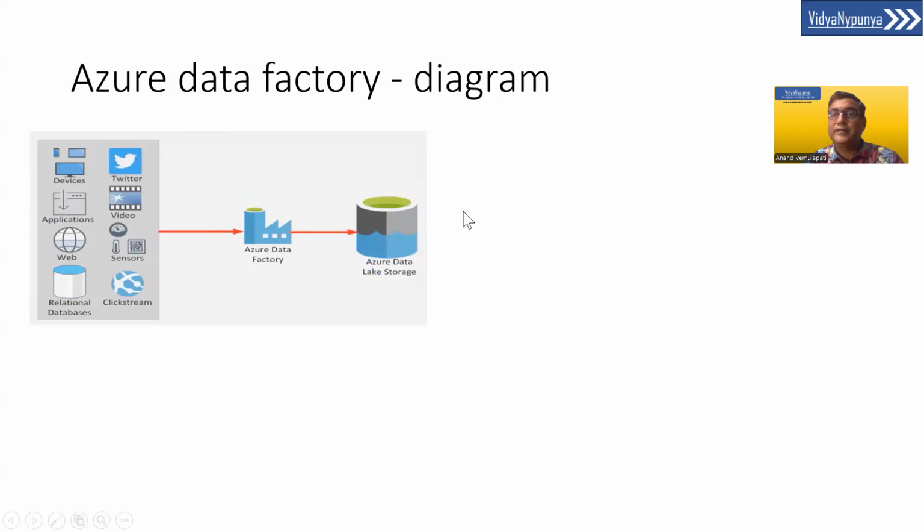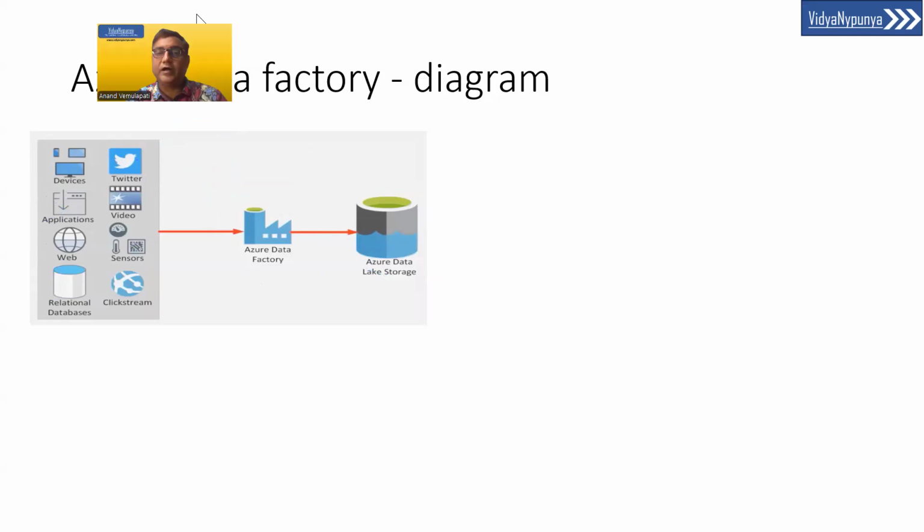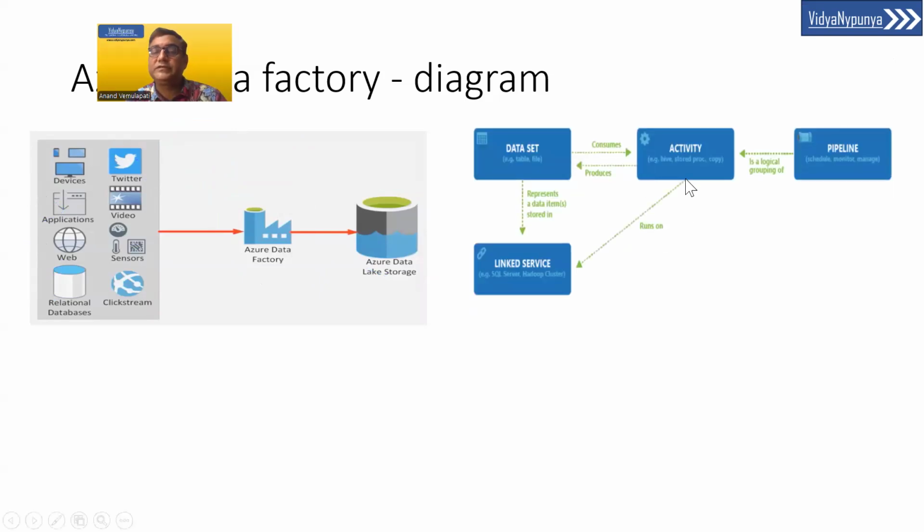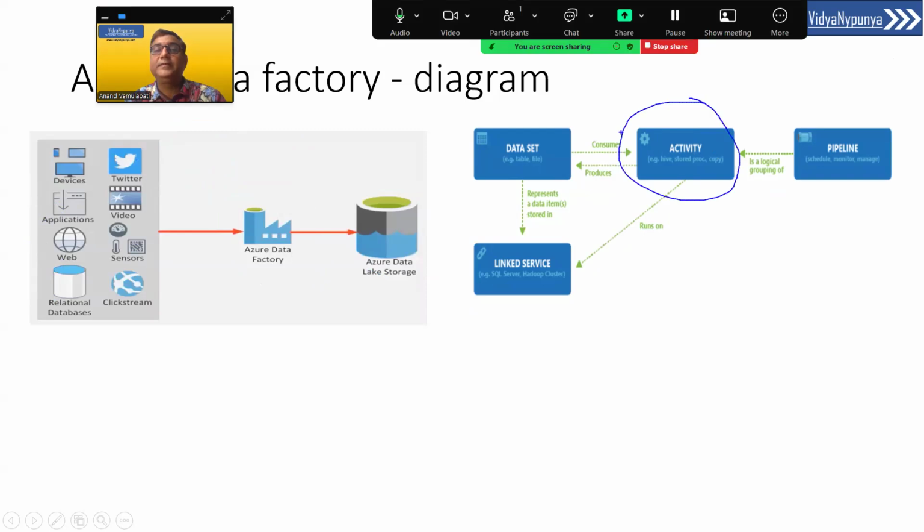Let us try to go to the next level of details. Now we understood what Data Factory is at a top level. If you see this diagram, there is something called an activity. This activity is actually where you are processing the data. This is Data Factory, processing data from a data set. What is a data set? Whatever data you are getting from these source systems, you get a subset of the data for processing, and that is called a data set.